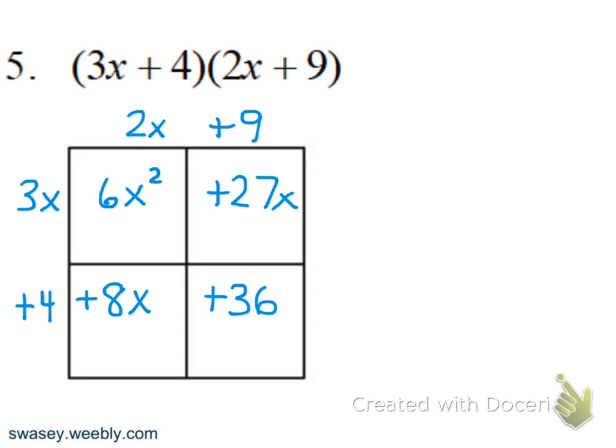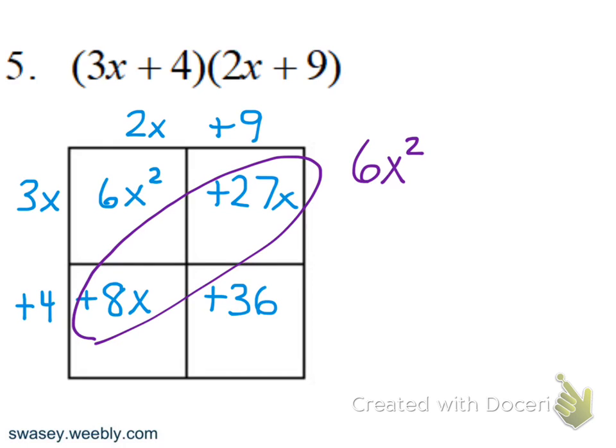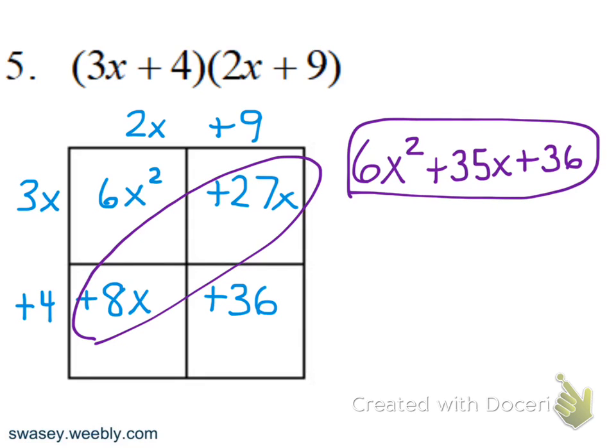Now we're looking for like terms to combine, and like we often see, the like terms will be those diagonal boxes. So 8x plus 27x gives us 35x. And we have plus 36. So final answer is 6x squared plus 35x plus 36.